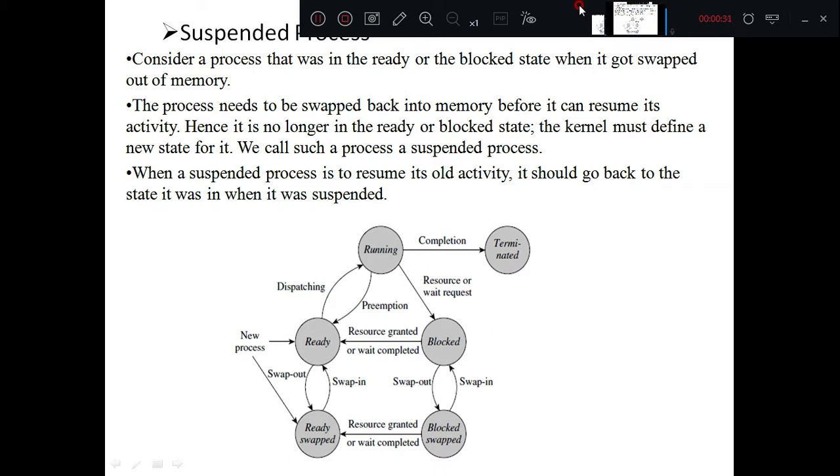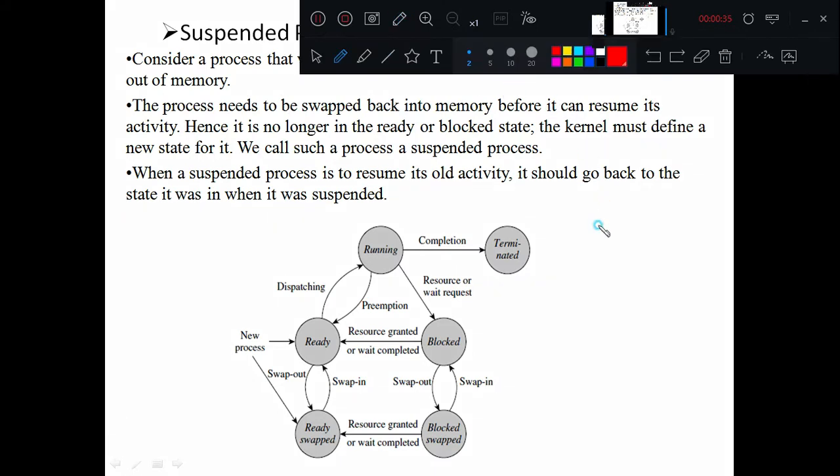So what do you mean by suspended process? Whenever the operating system has a limited amount of memory, let us say it can hold only two processes, P1 and P2, and one more process P3 comes, it doesn't find any space in this memory. Then what will the operating system do? It will check the frequency of the two processes available in memory, either P1 or P2, and replace one of them by P3.